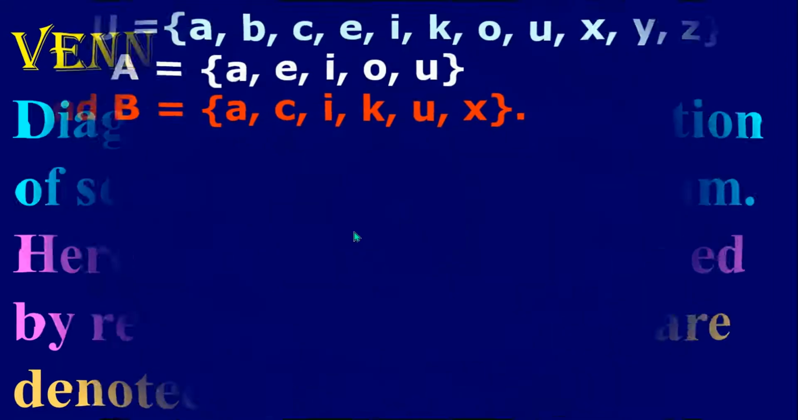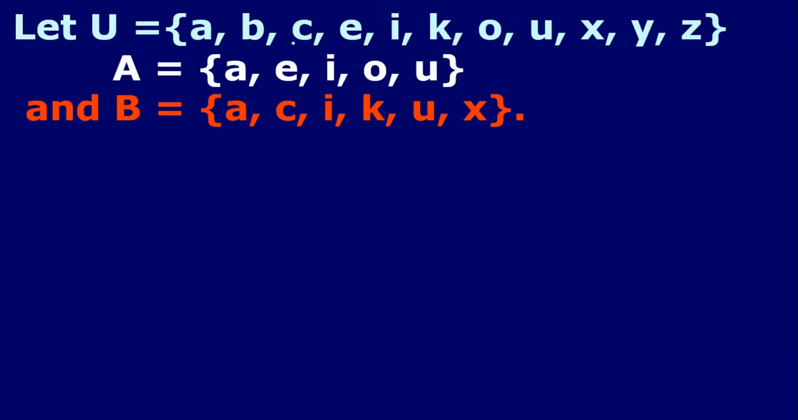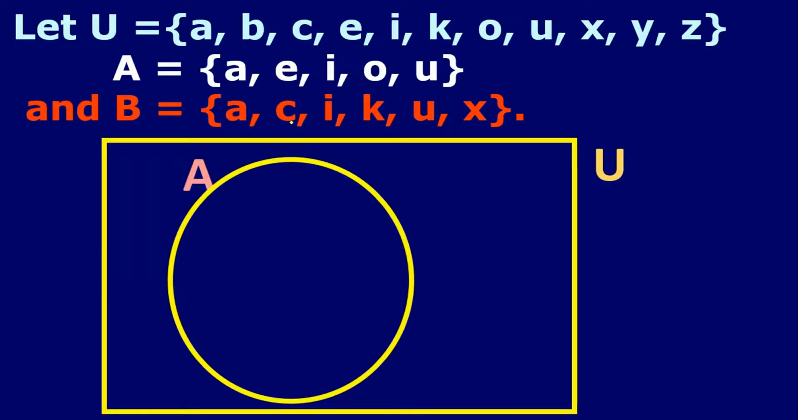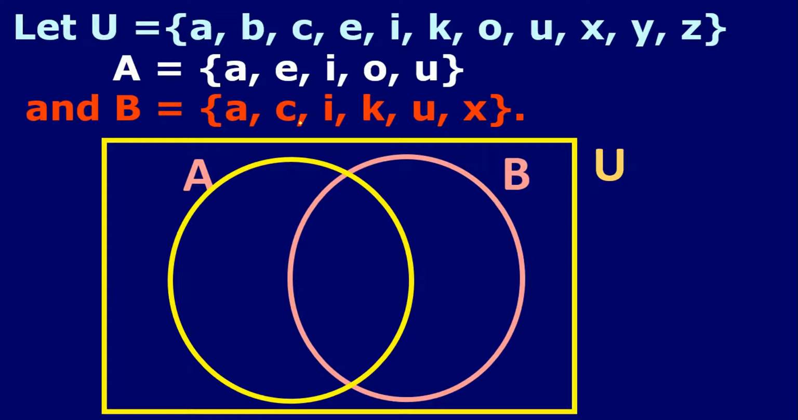We see one example. Suppose U equals A, B, C, E, I, K, O, U, X, Y, Z. And set A is A, E, I, O, U. And set B is A, C, I, K, U, X. So here U is the universal set, so we write it in a rectangle. Then set A and set B are subsets, so we write them in circles.